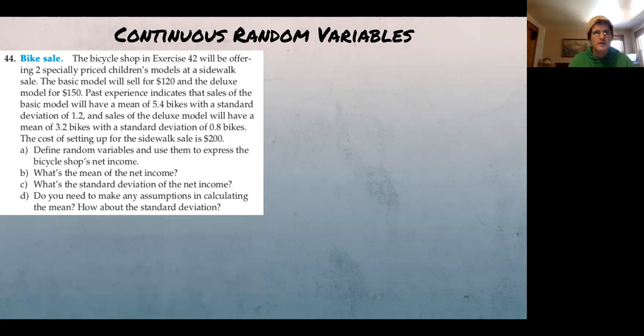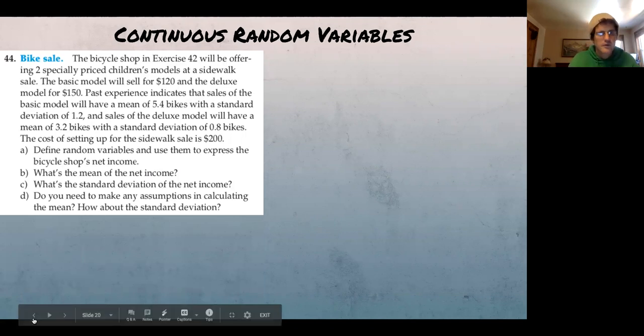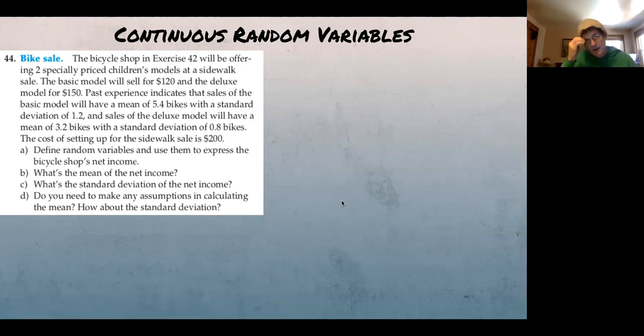Okay, so I skipped over 42, but in 42 we have a bike shop. They're going to be having a sidewalk sale. They have a basic model bike that sells for $120 and a deluxe that sells for $150. Past experience indicates that sales of the basic model will have a mean of 5.4 bikes and a standard deviation of 1.2. Sales of the deluxe model will have a mean of 3.2 with a standard deviation of 0.8. The cost for setting up the sidewalk sale is $200. Define the random variables and use them to express the bicycle shop's net income.